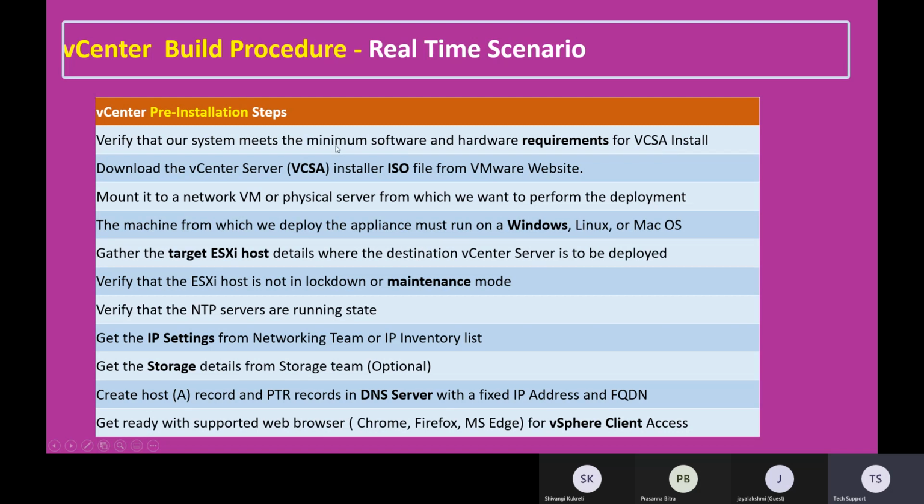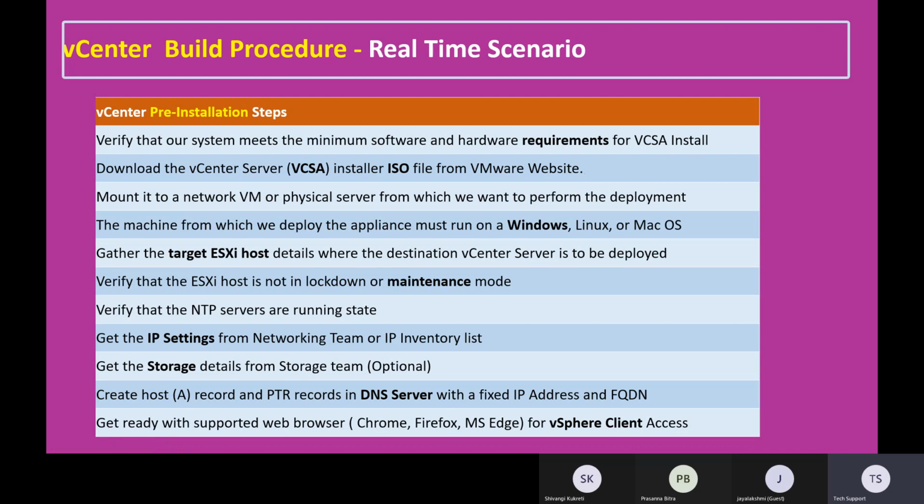The reason I mentioned minimum is that in our vCenter server installation process, there are multiple sizes of vCenter server. You can deploy a tiny size vCenter server, like t-shirt sizes. We can use small, medium, large, and X-large. So minimum means we should at least meet our tiny size requirements to install a vCenter server in our environment, and also download the vCenter server installer ISO file from the VMware website.